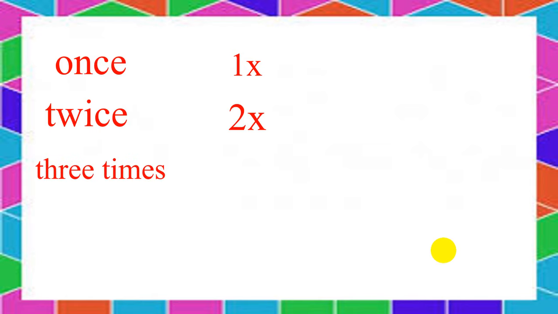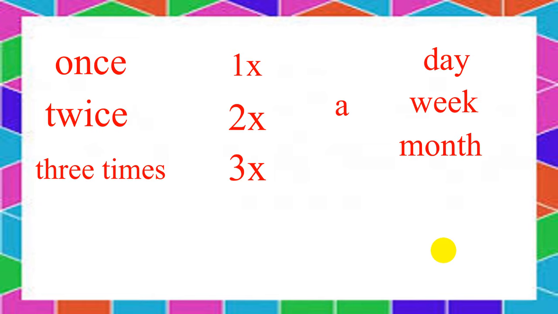We can use expressions like this. Once, it means one time. Twice, it means two times. And three times. Okay, and we add the word "a" for example, once a day, or twice a week, or three times a month, three times a day, or once a year, or twice a year, okay, and so on.